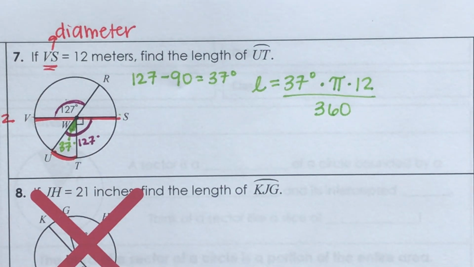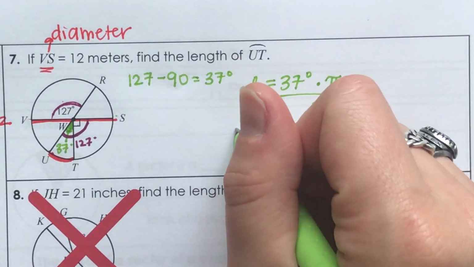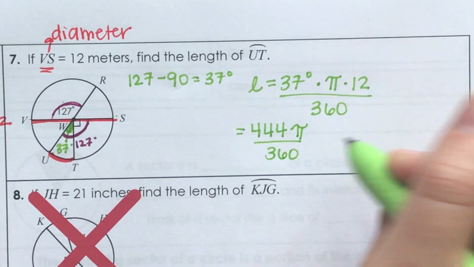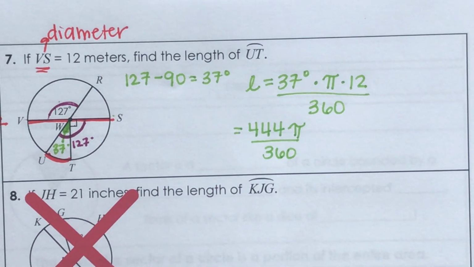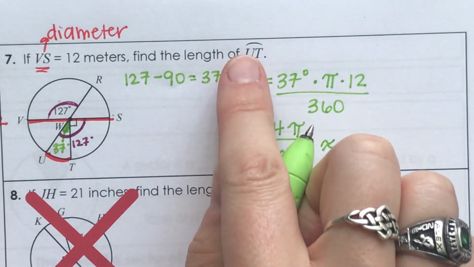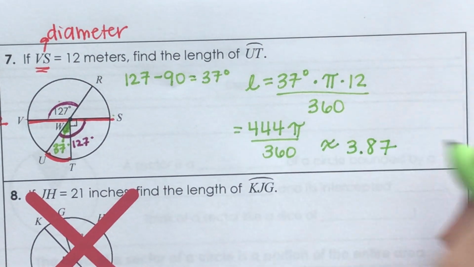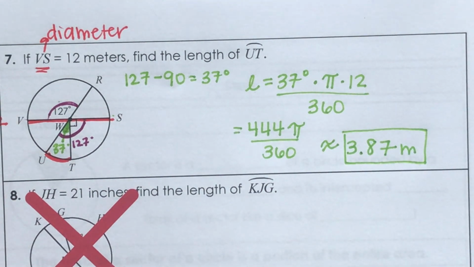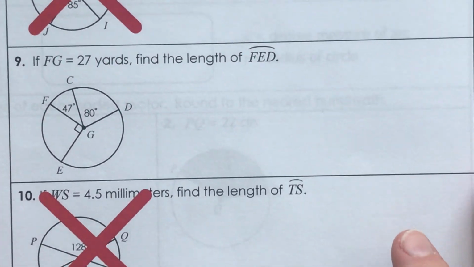Okay. So I multiply the numbers on the top first. 37 times 12 gives me 444 pi over 360. I multiply times pi, divide by 360. I get that my length of UT is approximately 3.87. We're talking about meters, so my answer is in meters because we're talking about length. And with length, you have some kind of distance. Okay, slide on down to number 9.